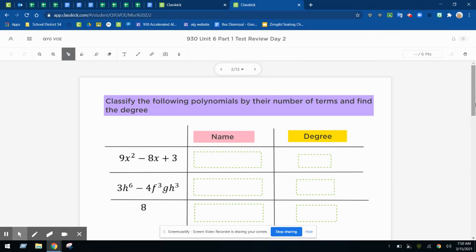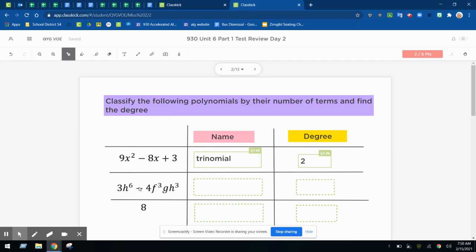Number 2, we are going to classify our polynomials by their name. So we have monomial, binomial, trinomial, and then the degree. So our first problem, I have 9x squared minus 8x plus 3. Those cannot be combined. So this is going to be a trinomial. And the degree is 2 because that is the largest exponent on one term.